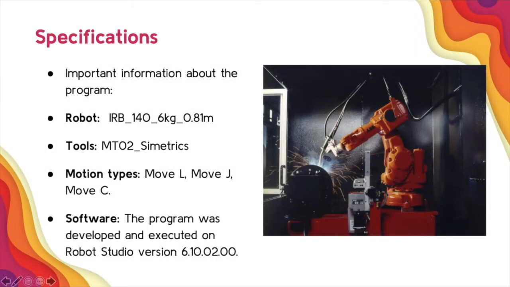Some specifications about this project: the type of robot was the IRB 146, 0.81 meter. In addition, the MT02 Symmetrics tool was used, and three types of movement were used: MoveL, MoveJ, and MoveC. And finally, for the development and execution of the program, we used Robot Studio version 6.10.02.00.